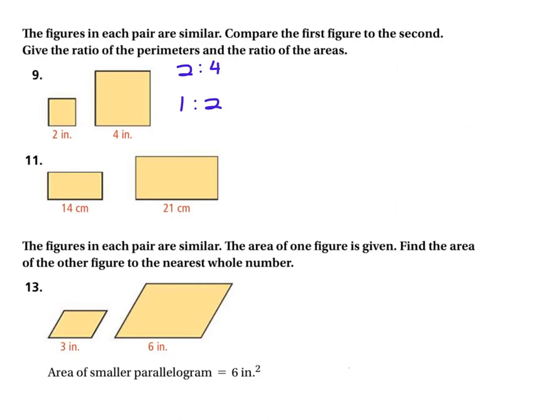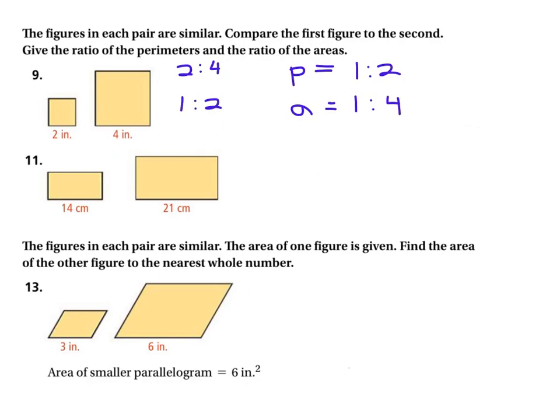Okay? And when it says give the ratio of the perimeter, the ratio is 1 to 2, because if a side length, which is a measure of length, has a 1 to 2 ratio, then the perimeter, which is also a measure of length, also has a 1 to 2 ratio. Okay? For area, we're going to square both of those numbers. So 1 squared is 1, 2 squared is 4. The areas have a 1 to 4 ratio.